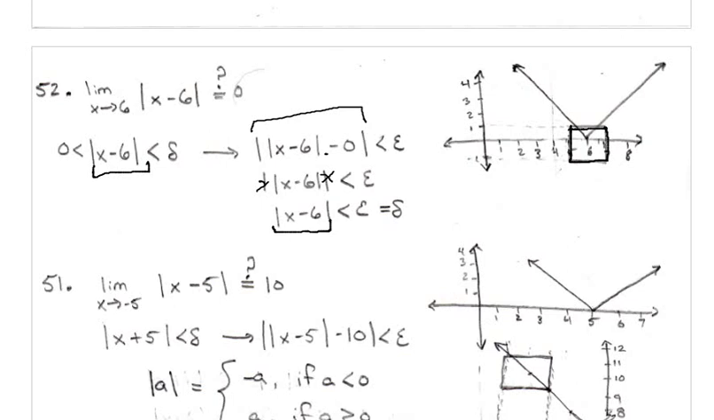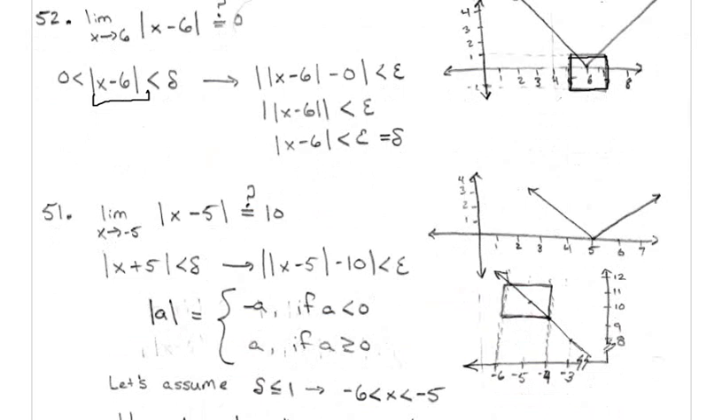Okay, what about something where this doesn't appear so nicely? Well, that is in problem number 51. So this time, instead of going to a number where the absolute value works out to be 0, we go to the limit as x goes to negative 5 of the absolute value of x minus 5. So if we directly substitute negative 5 in for x, we get negative 5 minus 5, which is negative 10, and take the absolute value of negative 10, and you get 10.